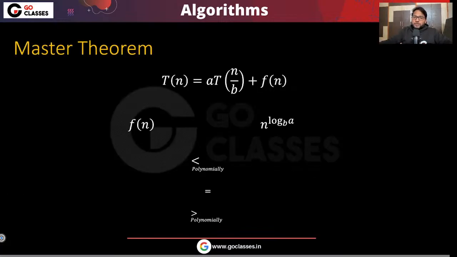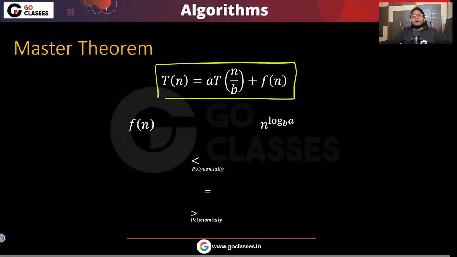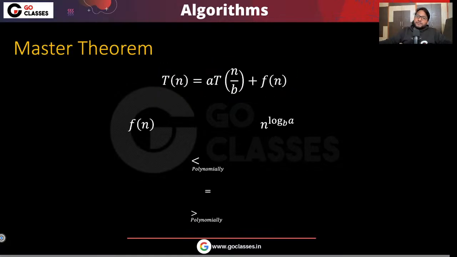What the Master's theorem says is that if you have T(n) equal to something like this, then you will say this T(n) can be solved using the Master's theorem, if the format is like this. Here f(n) is a function of n, and this is a recurrence. Now what we will do is compare n power log base b a and f(n). We will compare these two functions.